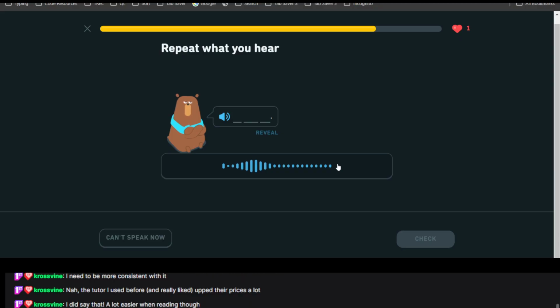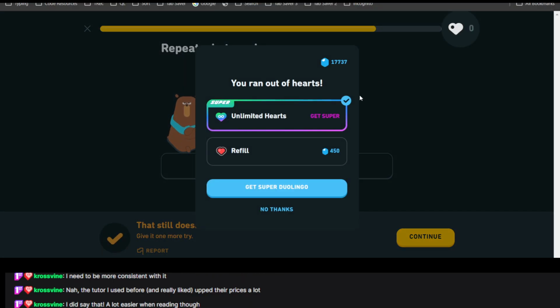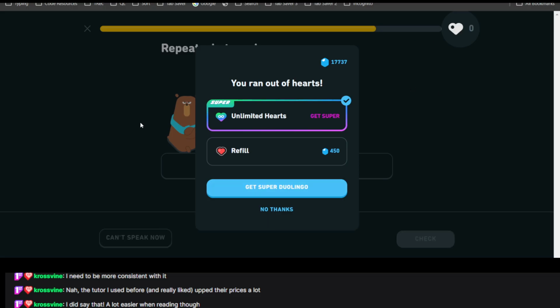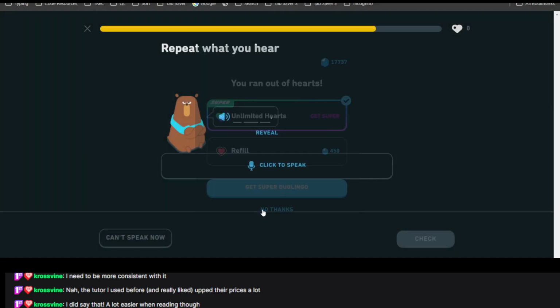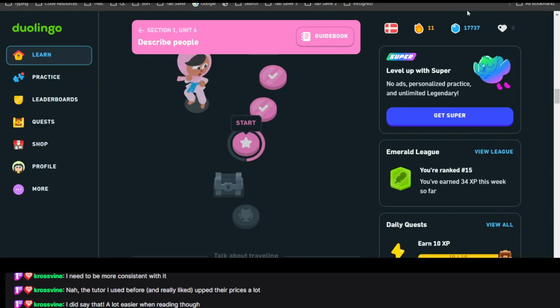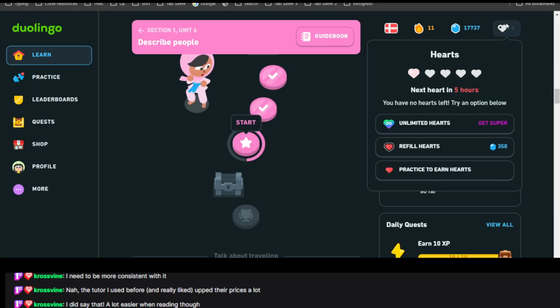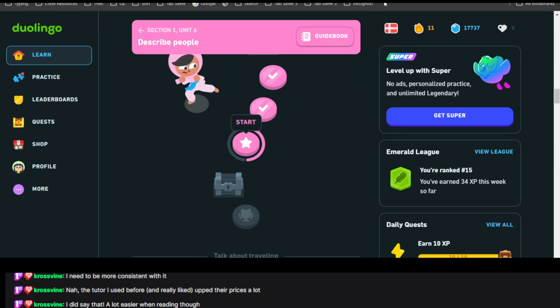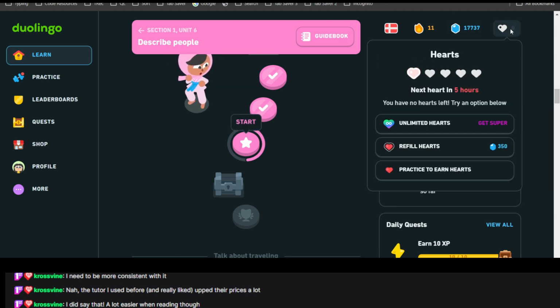Cat. God, I hate these. Oh shit, I already failed it. No, are you serious? It's because I was talking. Oh my god. That's evil. Duolingo? I swear to god. I can't believe you added hearts to the web version. It's horrible.